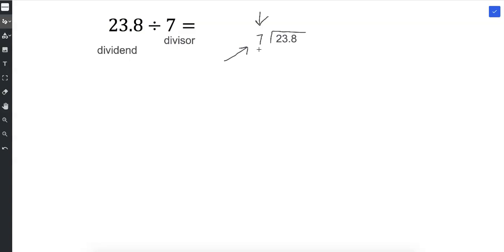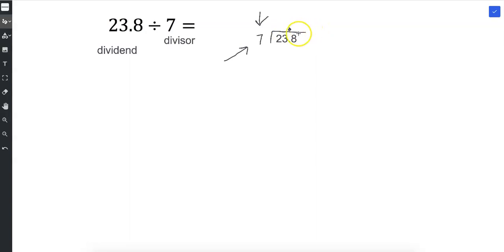Another way to think of this is to say, well, the 7 is already a whole number, so we don't need to move the decimal. All right, let's begin dividing. Let's start by moving that decimal up to the top, up to where the quotient will be. Remember, a quotient is the answer to a division problem.